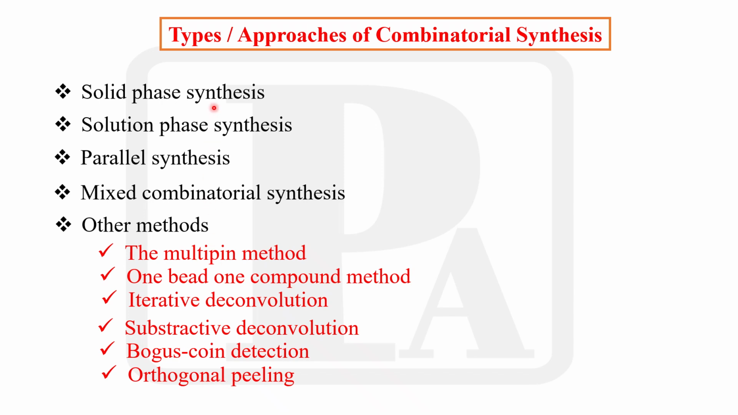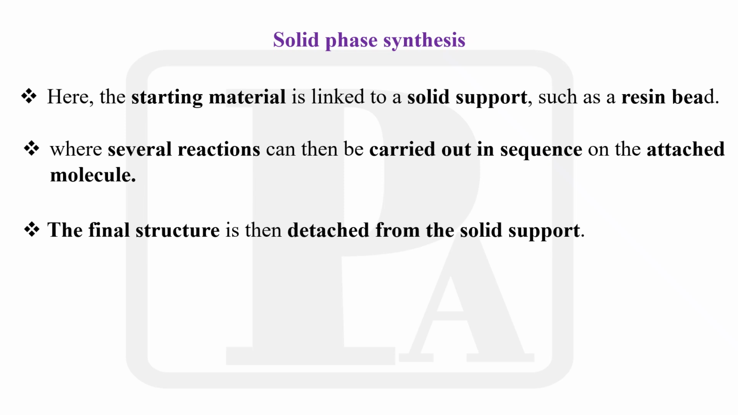So what are the main approaches? Solid phase synthesis, solution phase synthesis, parallel synthesis, and mixed combinatorial synthesis. First is solid phase synthesis. Here we are using a starting material, and that starting material should be linked with the solid support. What is the solid support used? That is the resin bead. So the starting material has to attach with the solid support. Then the starting material undergoes many reactions. After all the reactions, the final structure is detached from the solid support.